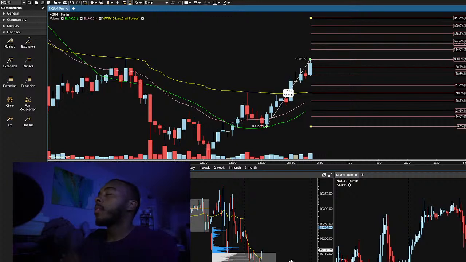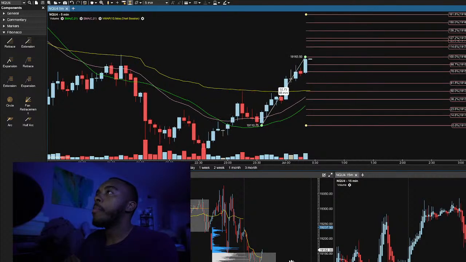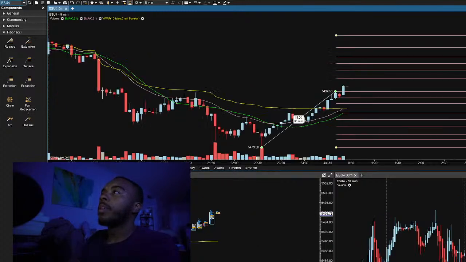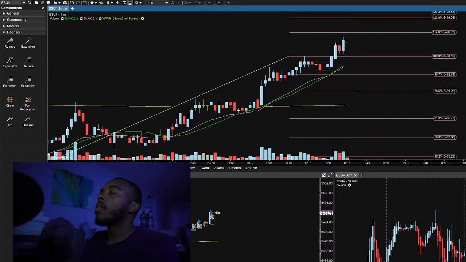Alright. 10 more seconds and we make a new candle. I guarantee you this one just explodes up. Let's see what ES is doing. Are we moving the same? So ES and EQ is actually moving the same. Interesting.